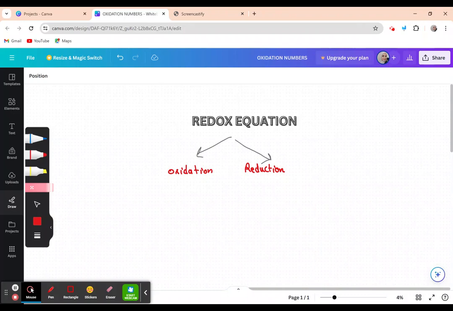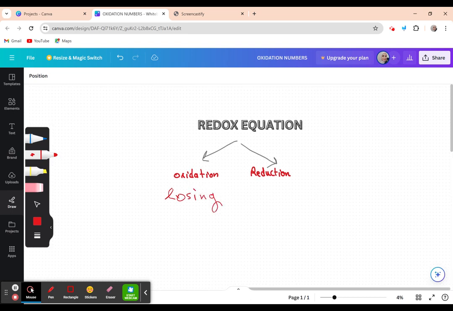Redox equations are based on oxidation and reduction reactions. Oxidation means losing electrons. Reduction means gaining electrons. Losing electrons is when the oxidation number increases, and gaining electrons is when the oxidation number decreases.